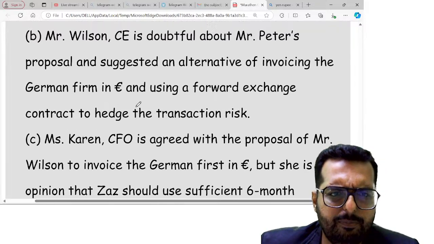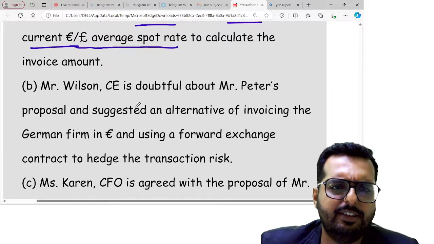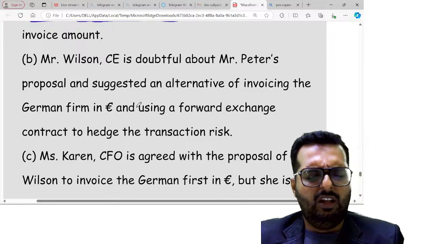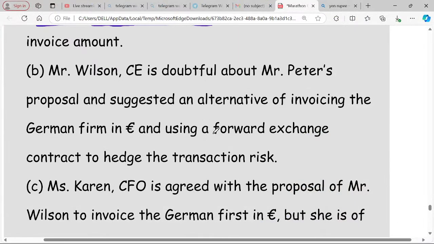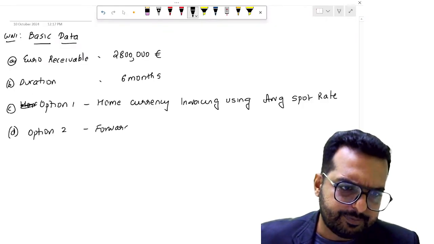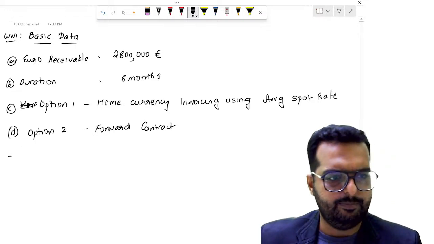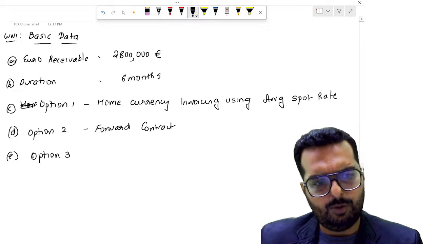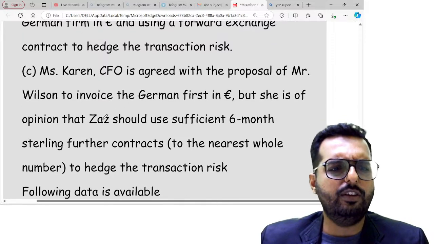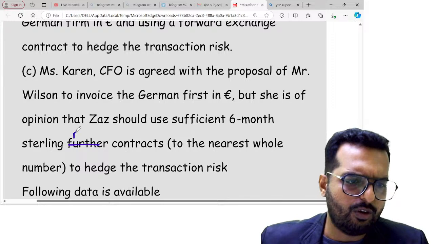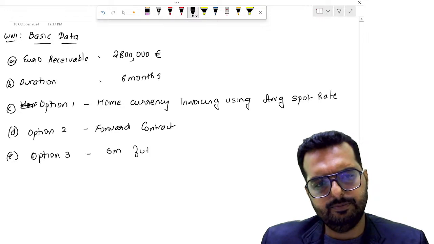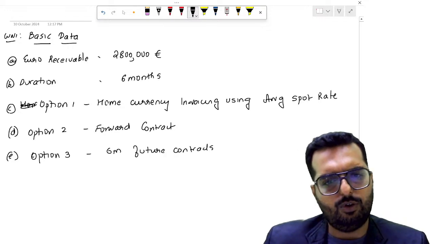Option 2. Wilson is doubtful about Mr. Peters' proposal and suggested an alternative of invoicing the German firm in euro but using a forward contract. Option 2 is the forward contract. Then I will go to option number 3. What is option number 3? Mr. Karen agreed with the proposal, but he wants to use sterling futures. It's a future contract, friends, not forward contracts. So the third one is 6 months future contracts.